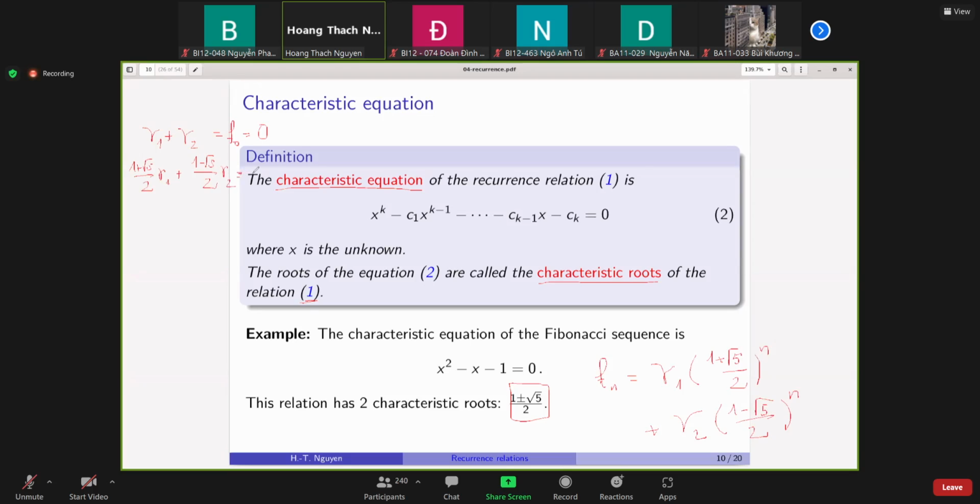This sum is equal to 1. And you can solve this system of two linear equations to find the values of gamma 1 and gamma 2. And then you plug back into this formula to find the general formula for the general term of the Fibonacci sequence.